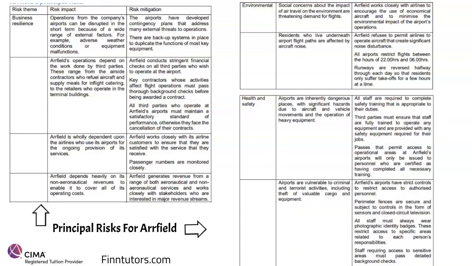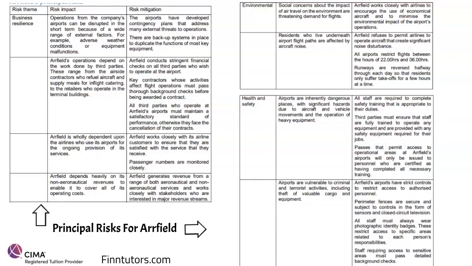The next business resilience risk is that the airport operations depend on the work done by third parties. These range from airside contractors for refueling to supplying meals. All of this is done by a third party. So if the quality lapses, it comes to you. So the airfield company conducts stringent financial checks on all third parties. Key contractors whose activities affect flight operations, there is a background check. All third parties who operate at Arrfield's airport must maintain a satisfactory standard of performance.